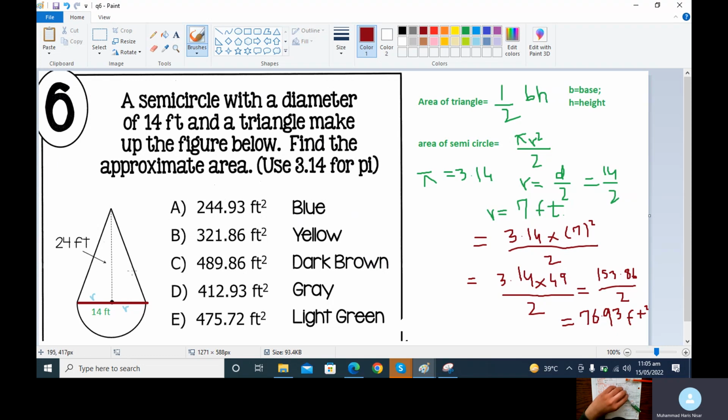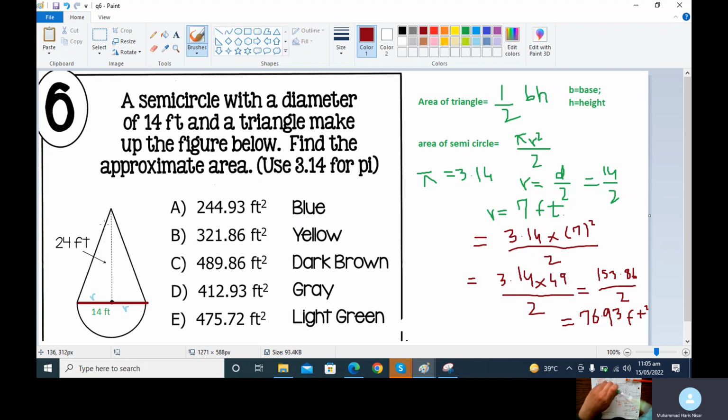Now we need to find the area of a triangle and then we will add both of the areas to find the area of the complete figure, isn't it? So the area of the semicircle is 3.14 times 7 squared divided by 2, because this is the formula for the area of a semicircle. Write it somewhere in your rough copy so that you can remember.